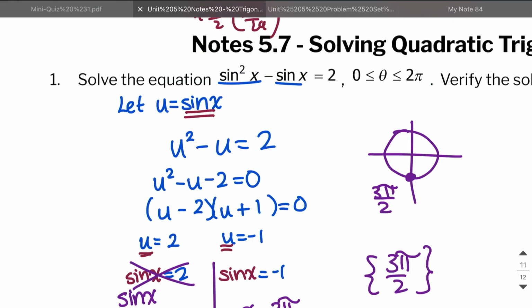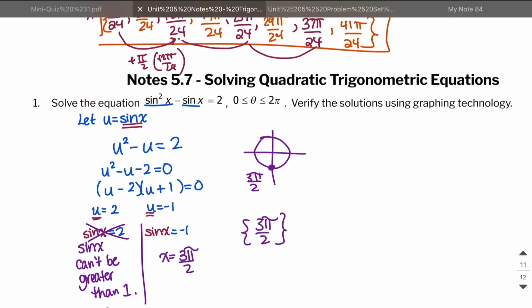So just a reminder, I just did y equals this on one side and then y equals this on the other side, and then I just looked for where they would intersect. So my only solution is 3 pi over 2 for this question, okay?